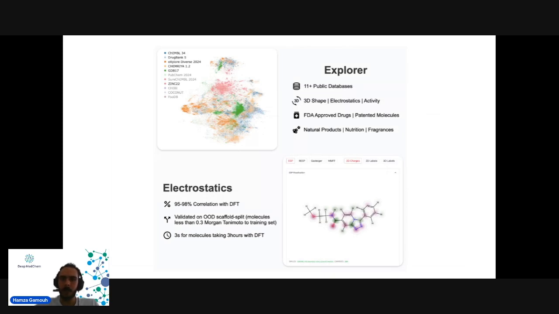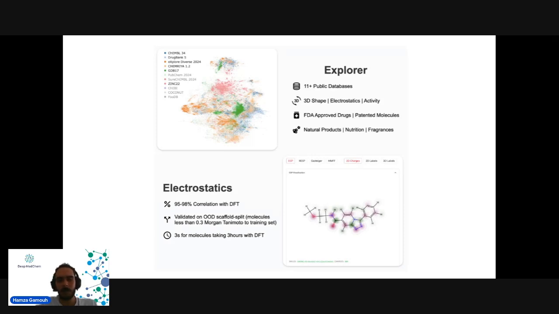We have also the Explorer. The Explorer is a tool for visualization of commercially available chemical spaces. It supports multiple metrics, 3D shape, electrostatics, and also activity similarity. And it contains popular databases like ChEMBL, Enamine REAL, Zinc, and NMEs.